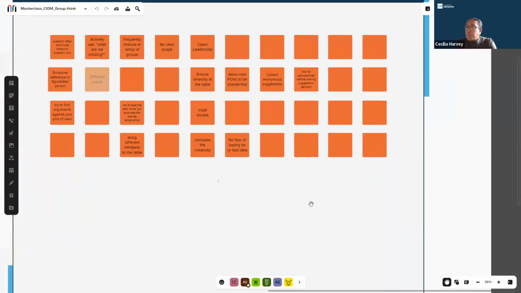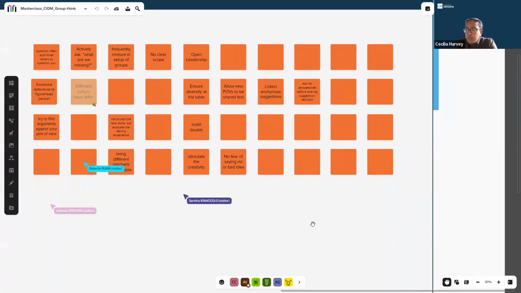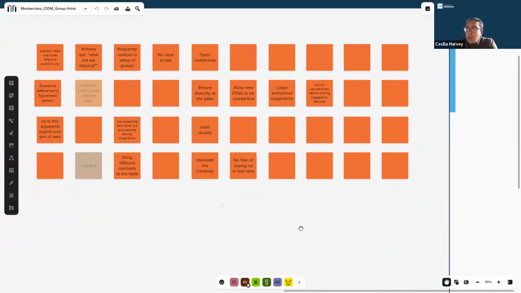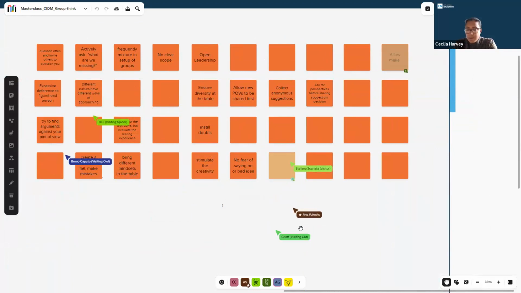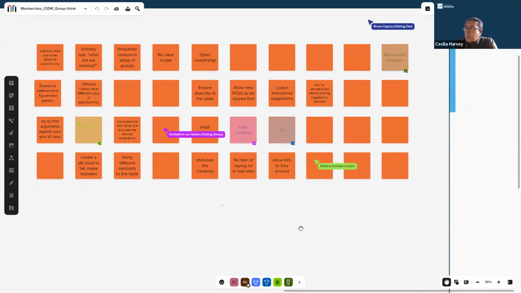And you've all been fantastic and populated this already so thoroughly. So actively ask what we are missing. Yeah. Open leadership. Absolutely. Allow new points of view to be shared first. Ask for perspectives before sharing the suggestion or decision. Yes, absolutely. Absolutely great one. Someone already says what their solution or suggestion is and then says, hey, what do you all think? It's less likely that someone will put their hand up and say something different, especially if in the room there's more groupthink.